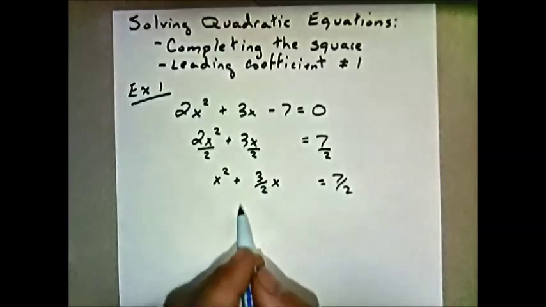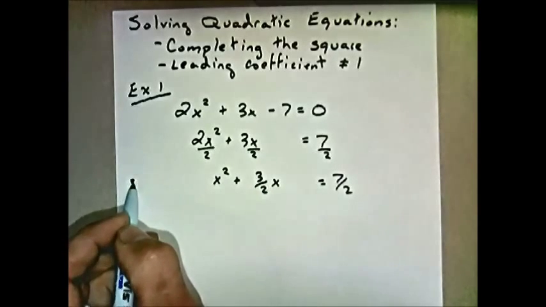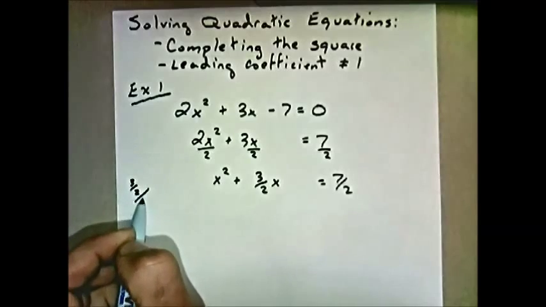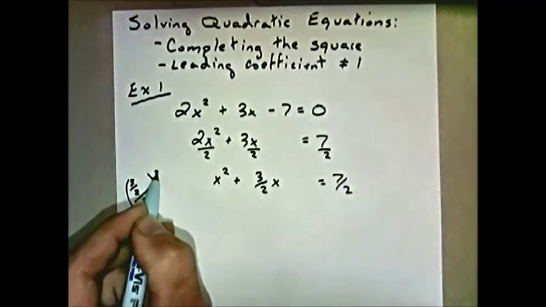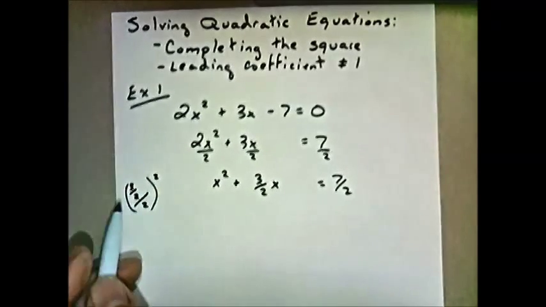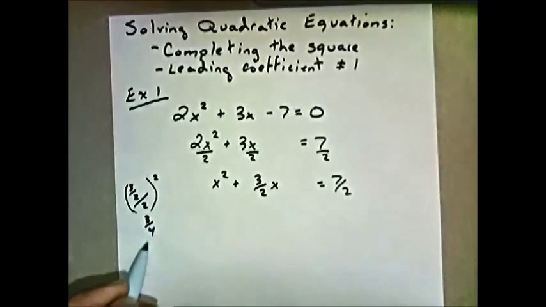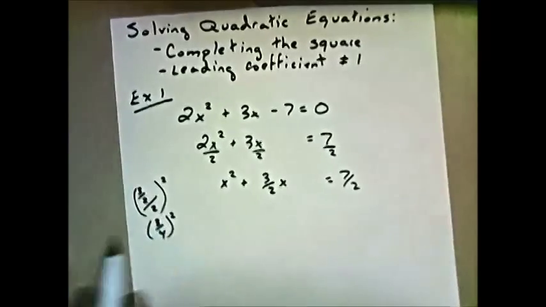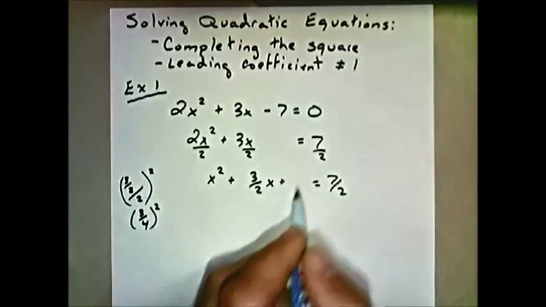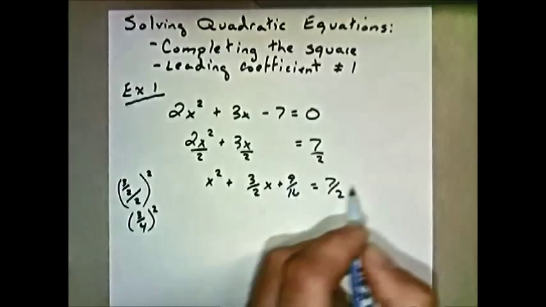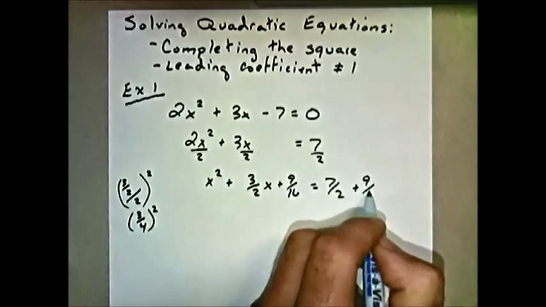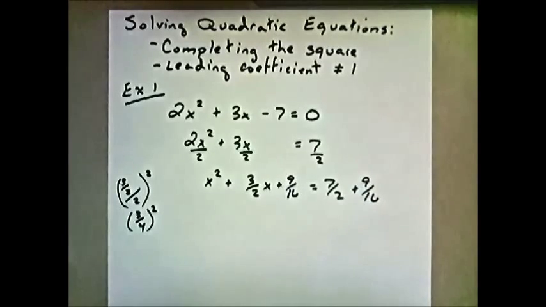We can complete the process just like we did when the leading coefficient was equal to 1. So we're going to take that 3 halves off to the side. We're going to divide it by 2, and then we're going to square it. 3 halves divided by 2 is 3/4. And we're going to square. 3/4 squared is equal to 9/16. So we're going to add 9/16 to both sides of our equation.